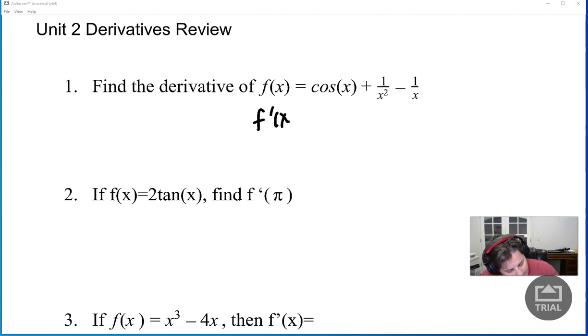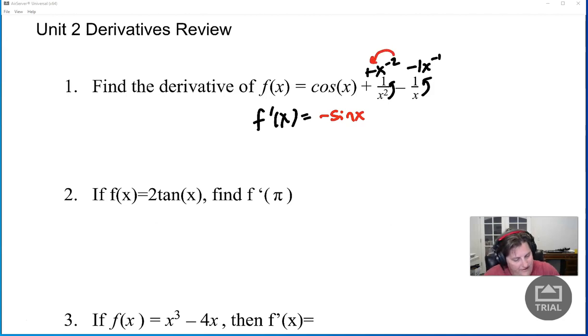All right? Okay, find the derivative of this. Well, the first thing I want to do is, we already know the derivative of cosine, but to take the derivative of 1 over x squared, I'm going to write that as x to the negative 2. To take the derivative of 1 over x, I'm going to write that as x to the negative 1. That's plus, that's minus. Here's my derivative, right? The derivative of cosine is negative sine. The derivative of x to the negative 2 is negative 2x to the negative 3. And then the derivative of negative 1x to the negative 1 is positive 1x to the negative 2.